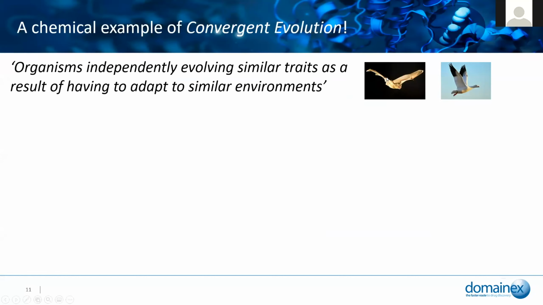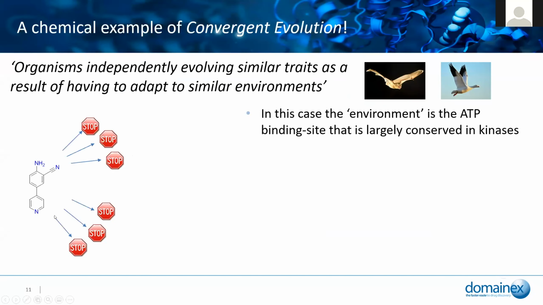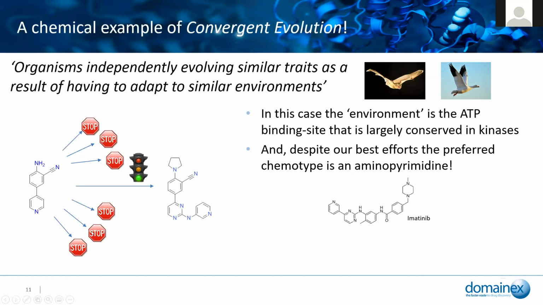So here's an example of a bat and a bird. They're actually biologically unrelated, but they both evolved to fly in quite a similar way as a result of wanting to capitalize on the benefits of being able to fly. In this particular case, our environment is an ATP binding site that's largely conserved in kinases. And although nobody else, to my knowledge, has ever started with this starting point, it's quite interesting that everything we tried to do to develop this compound failed to give us good compounds, except when we converted it into an aminopyrimidine scaffold. So I think what this is teaching us is that natural selection, if you like, takes us towards this kind of motif, which has previously been discovered by other people.